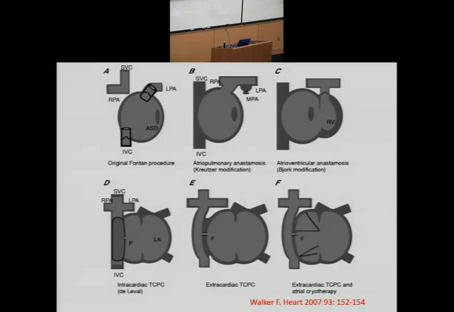Then they went on to the extracardiac total cavopulmonary anastomosis, which is the one favored by most surgeons in the modern era. And you can see this little fenestration here as a pop-off in the presence of a high pulmonary vascular resistance at surgery, which will allow some augmentation of cardiac output as the patient gets used to their circulation.